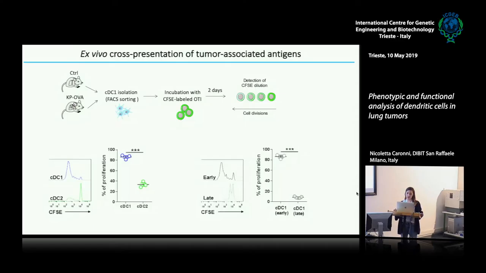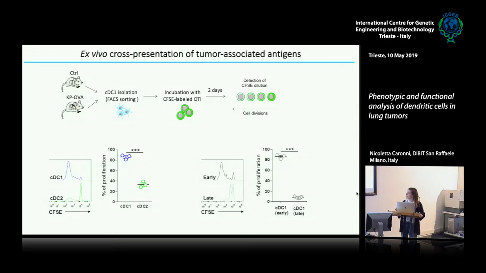The last experiment we performed, as I told you, we decided to sort, to isolate DC1 from, this is wrong, because we did it at early time point and late time point, sorry for that. And at the early time point, we wanted also to assess which subset of dendritic cells was more efficient in presentation and activation of CD8 T cells. So here you have cDC1 and here you have cDC2. As you can see by the proliferation and also by the graph, the cDC1 efficiently induced proliferation in OT1 T cells, and this is not true for the DC2. Indicating once more that DC1 is the subset that is more important at the tumor site for the induction of cytotoxic T cells.